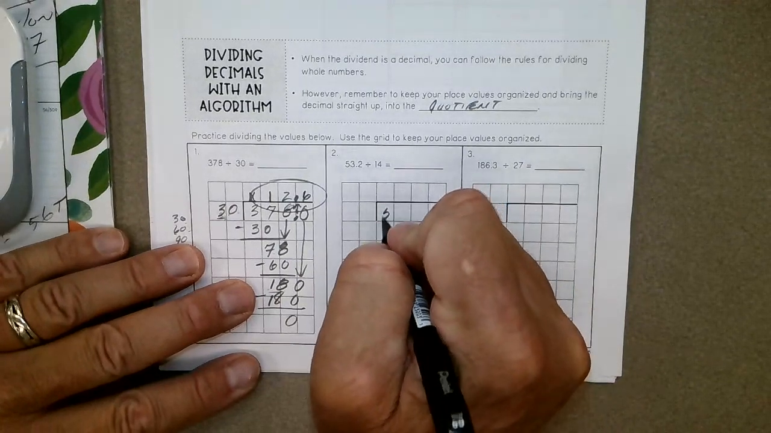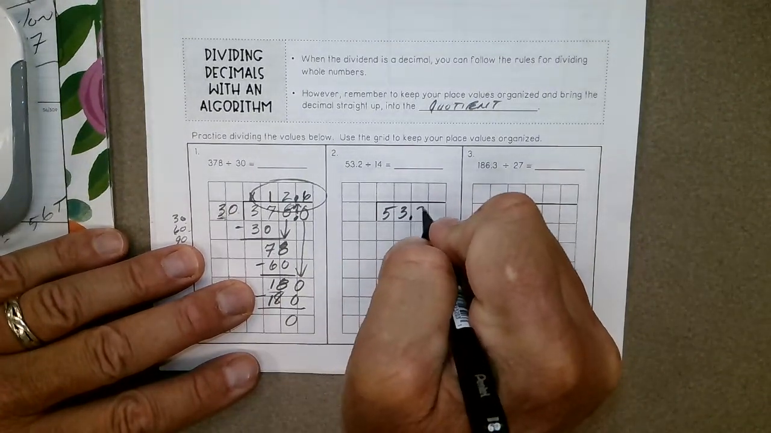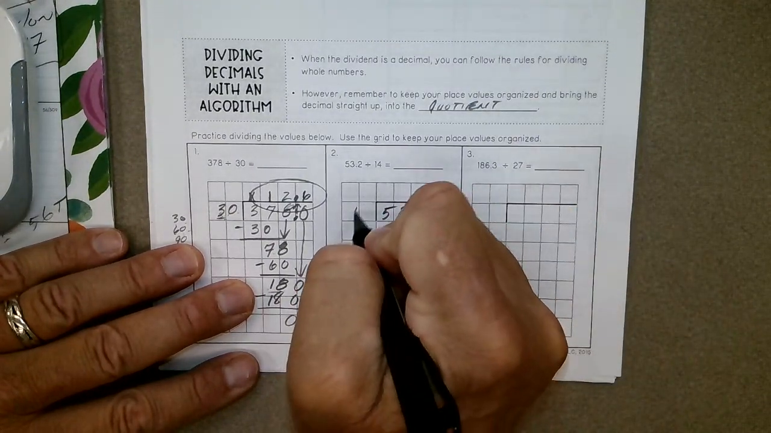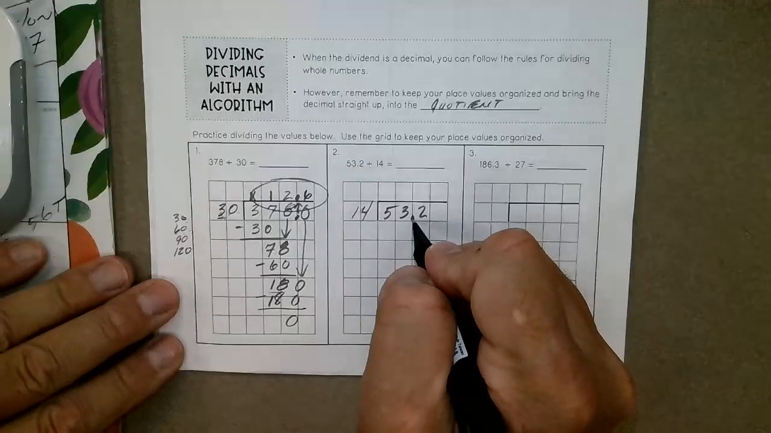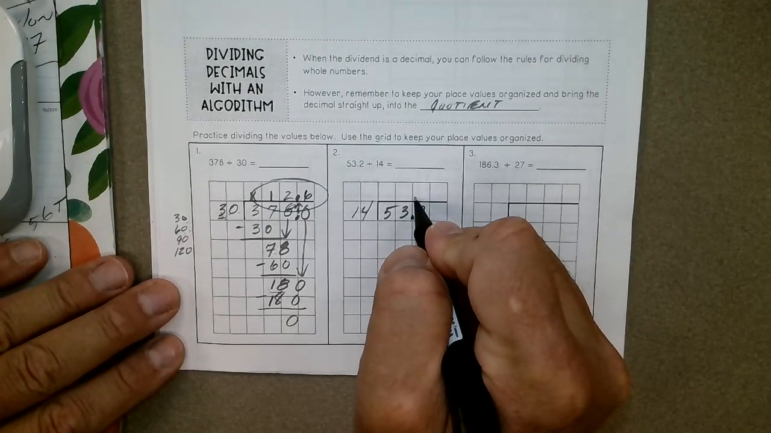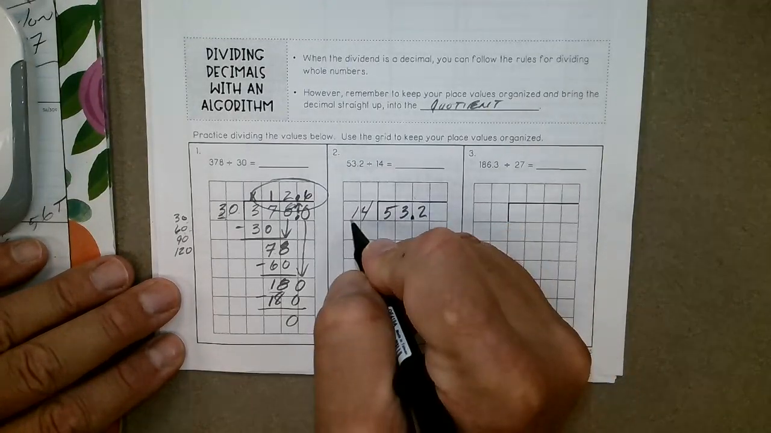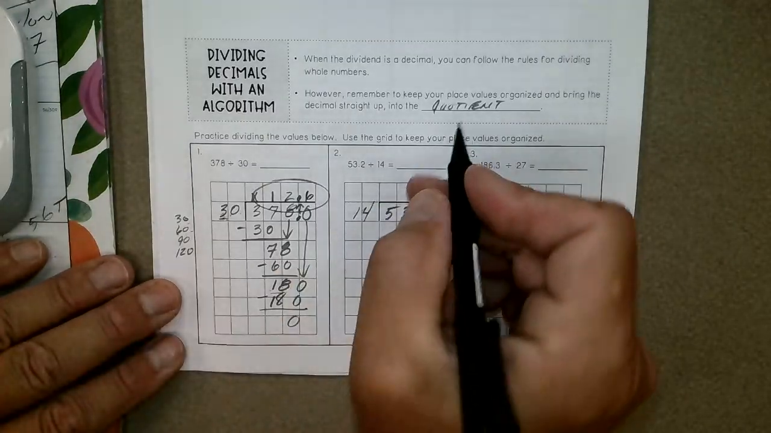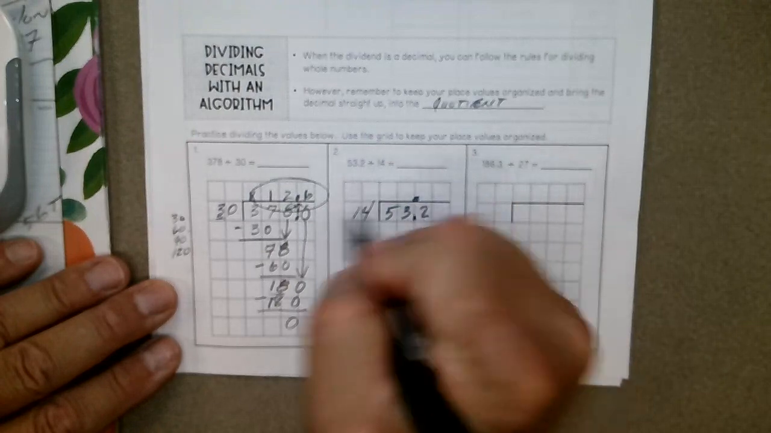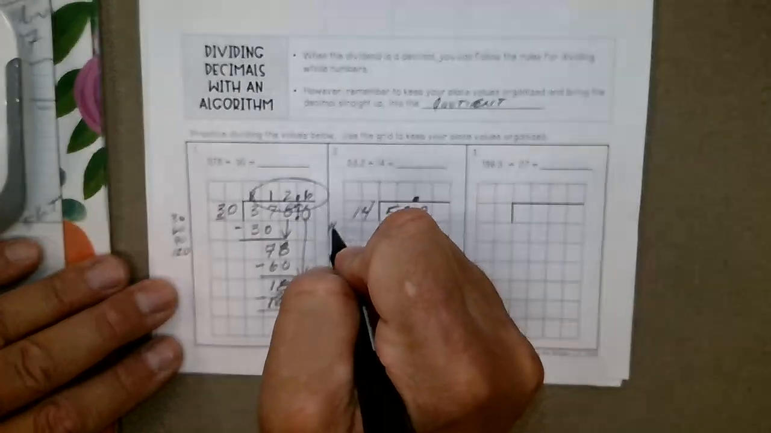Next problem up: 53 and 2/10, and let's make sure we put that, divided by 14. Now, there's a couple different ways you can do this. You certainly can take the decimal and put it straight up into your quotient right now, or you can wait until you get there. So let's go ahead and put it up in our quotient, and then let's list some multiples of 14.